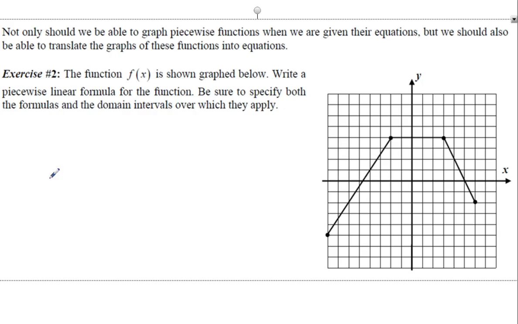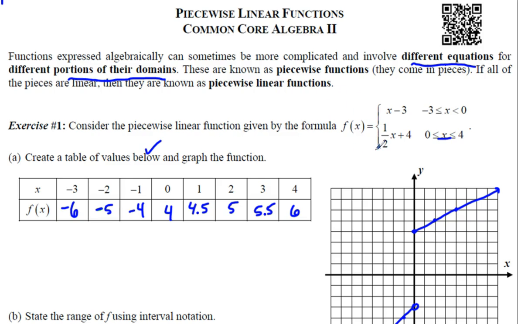Now we're going to flip it around. Now we're going to give you a graph and ask you to come up with the definition, basically. Okay, so it asks you to write a piecewise linear formula and specify both the formulas and the domain intervals over which they apply. So that sounds kind of confusing. Basically, I'm looking for you to do something like we have here. Write this, which includes the formula and the domain over which it is relevant.